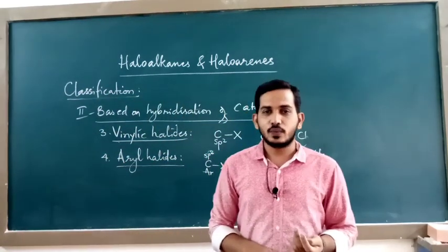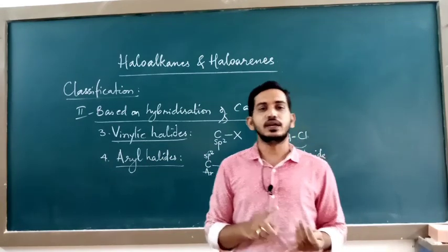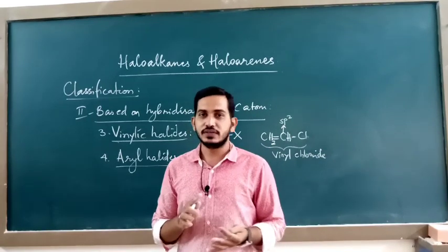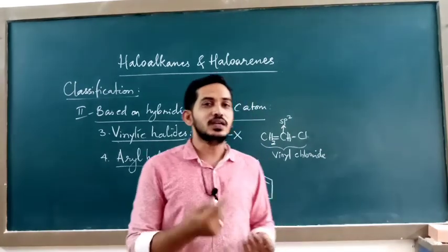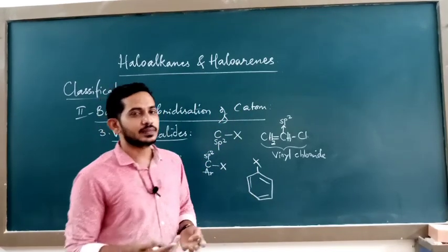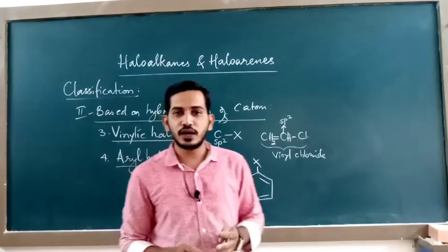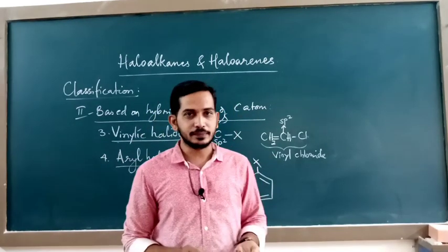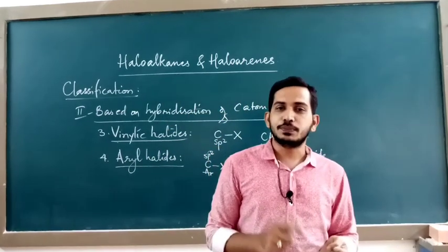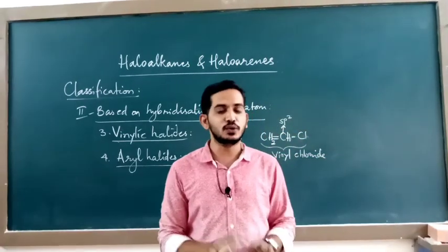Allyl halide is the one in which halogen is attached to an sp3 carbon next to an sp2 hybridized carbon, or else allyl halides are those in which halogen is attached to a single bonded carbon next to a double bonded carbon. The second case, benzylic halides, are those in which halogen is attached to a single bonded carbon next to a benzene ring. In other words, the halogen atom is attached to an sp3 hybridized carbon next to an sp2 hybridized carbon belonging to the benzene ring.